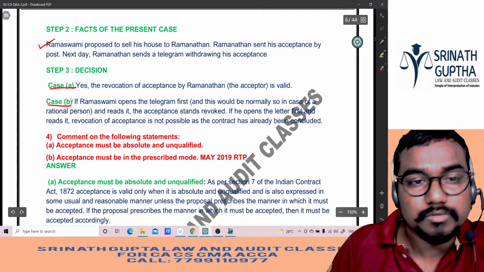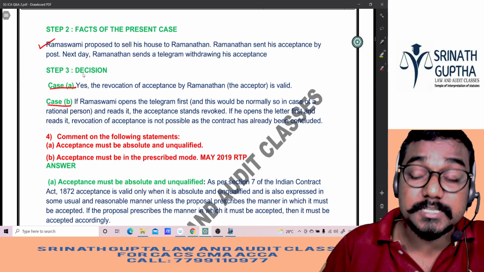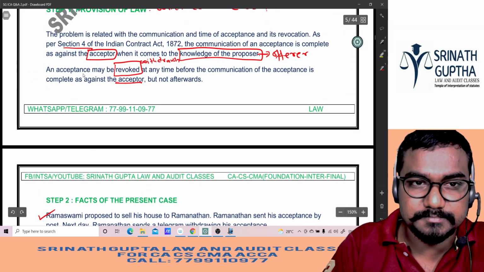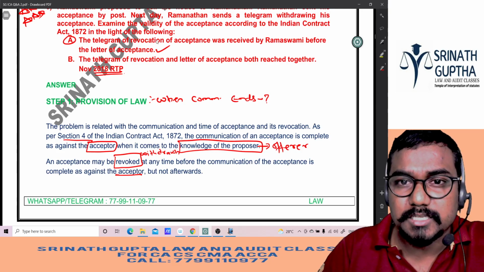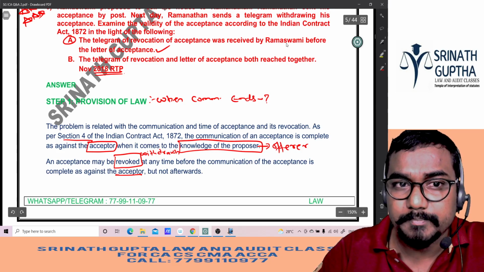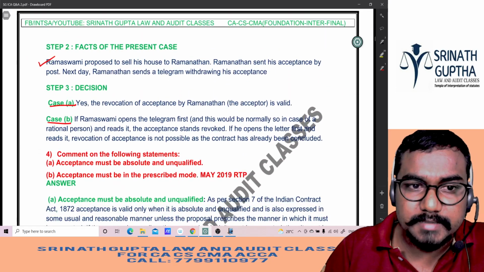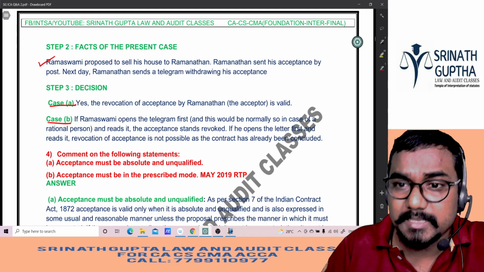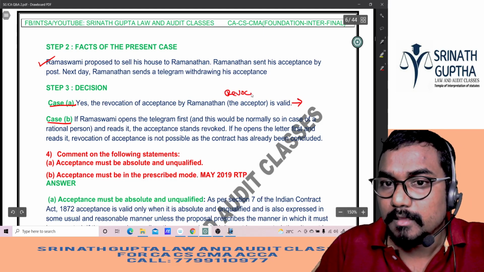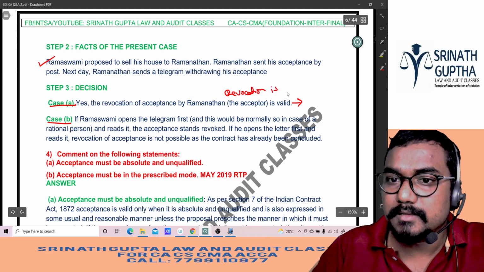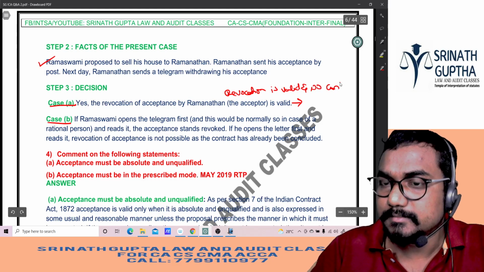Case 1, case 2. Case A: if the telegram reaches first, not the ordinary letter. The telegram of revocation of acceptance was received by Swami before the acceptance letter. That means the telegram reached first. Yes, the revocation by Ranganathan is valid. Revocation is valid, and no contract.